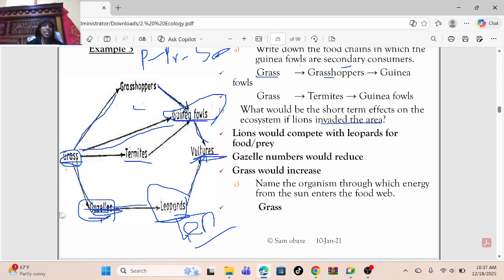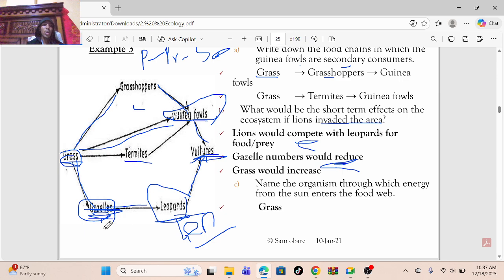So tukuje kwa gazelles. Kama leopard peke yake ilikuwa hapa, sasa lion zikuje, gazelles zitakuwa aje? Watakulwa sana. So the number of gazelles will reduce. That's number one. Number two, tukuje kwa katikati. What will happen to lion, to leopard and lion? They will compete. Kuna competition.